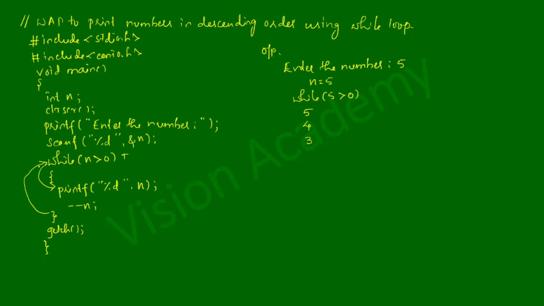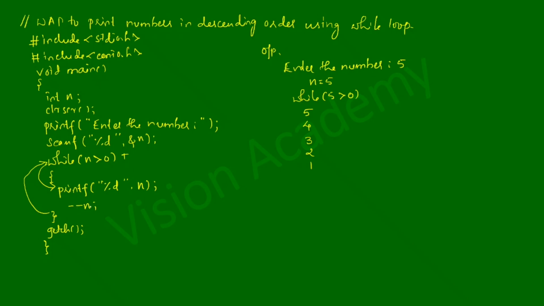Once again control transfers to while, and it is going to check 2 is greater than 0. Yes, the condition is once again true. It is going to print the value of n, that is 2. Minus minus 2 is 1, that is 2 minus 1 is 1. So once again control transfers to while. 1 is greater than 0. Yes, it is true. Here it is going to print the value of n, that is 1.